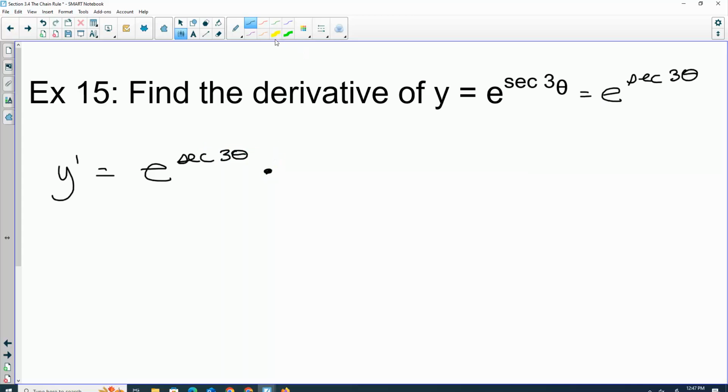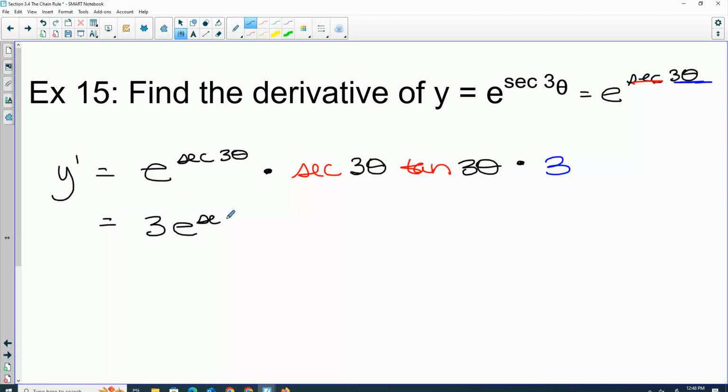Times, working our way in. What is the derivative of secant? Secant tangent. So inside stays the same, so it's secant 3 theta, tangent 3 theta. Times derivative of the inside. That inside now is my 3 theta. What's the derivative of 3 theta? 3. So as far as simplifying, really the only thing I would ask is you at least pull the 3 out to the front.